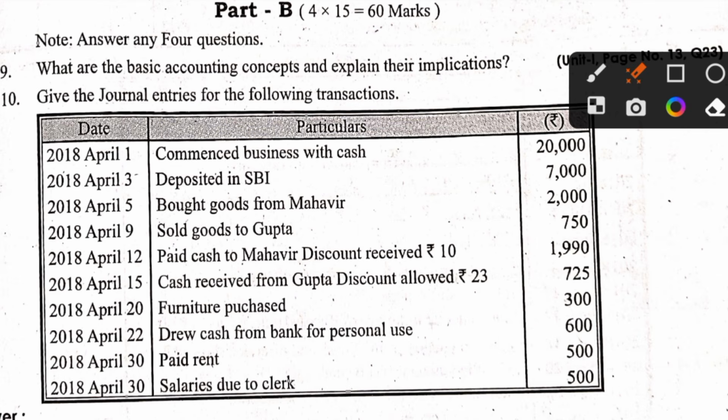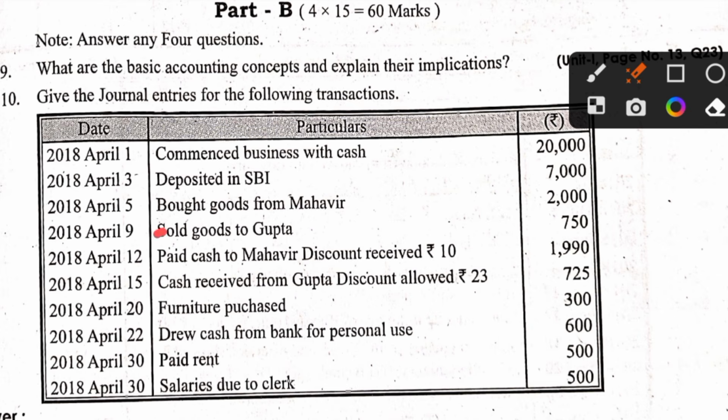Commenced the business with cash anta. So transaction yokka journal entry enti? Cash account debit to capital account, right? Next, డిపాజిటెడ్ ఇన్ ఎస్బీఐ. మనము డిపాజిట్ చేస్తే మన దగ్గర క్యాష్ ఉంటుందా పోతుందా? క్యాష్ విల్ గో అవుట్. సో క్యాష్ని మనం క్రెడిట్ సైడ్ వేసుకుంటాం. డెబిట్ సైడ్ ఏం వేసుకుంటాము? ఫర్ వాట్ పర్పస్ ఇట్ ఈస్ గోయింగ్ అవుట్? ఎస్బీఐ. ఎస్బీఐ అకౌంట్ డెబిట్ టు క్యాష్ అకౌంట్.